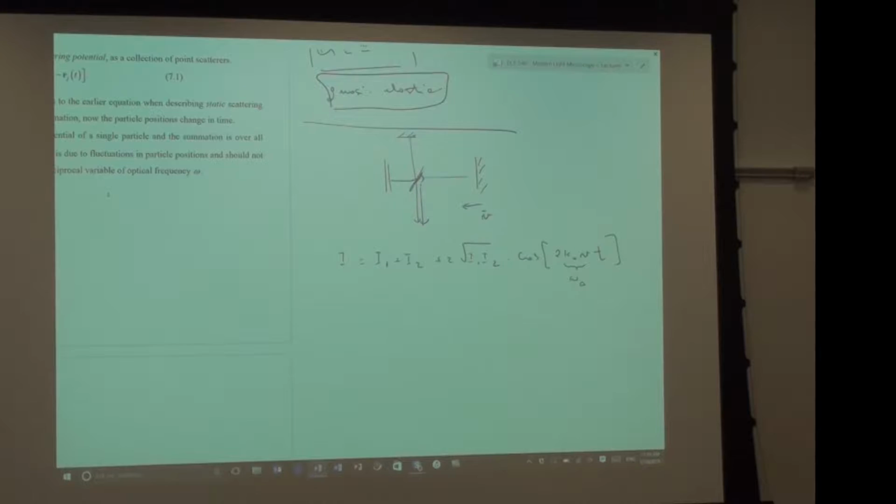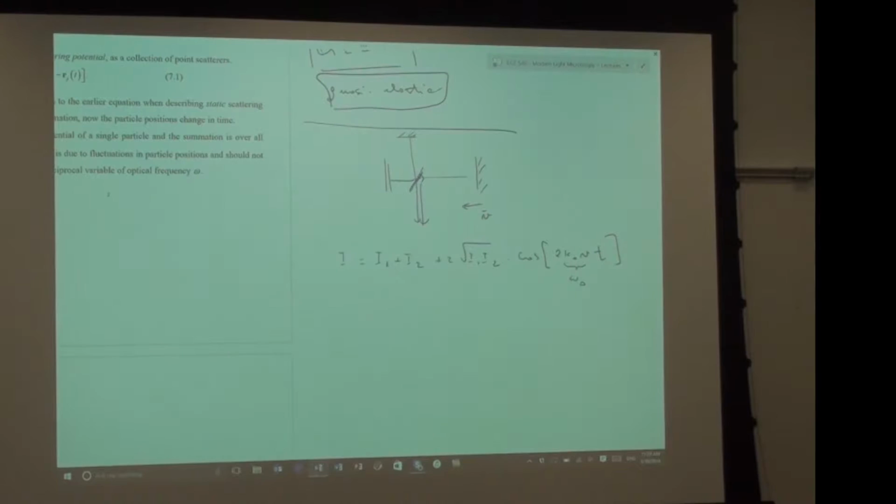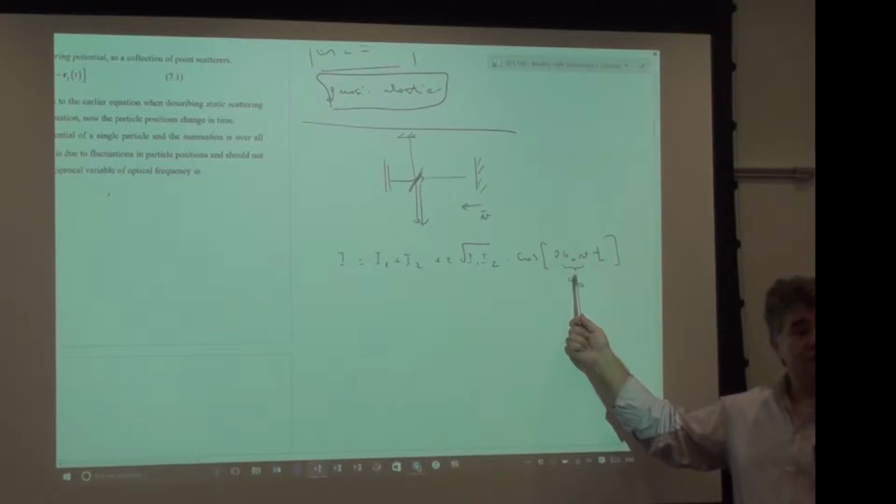So what it means is that I am very sensitive to these velocities. I can move the mirror at 10 microns per second, and I will get a frequency shift that is probably 10 to the 15 or more below the speed of light. And I will be able to make that measurement. Isn't that crazy?